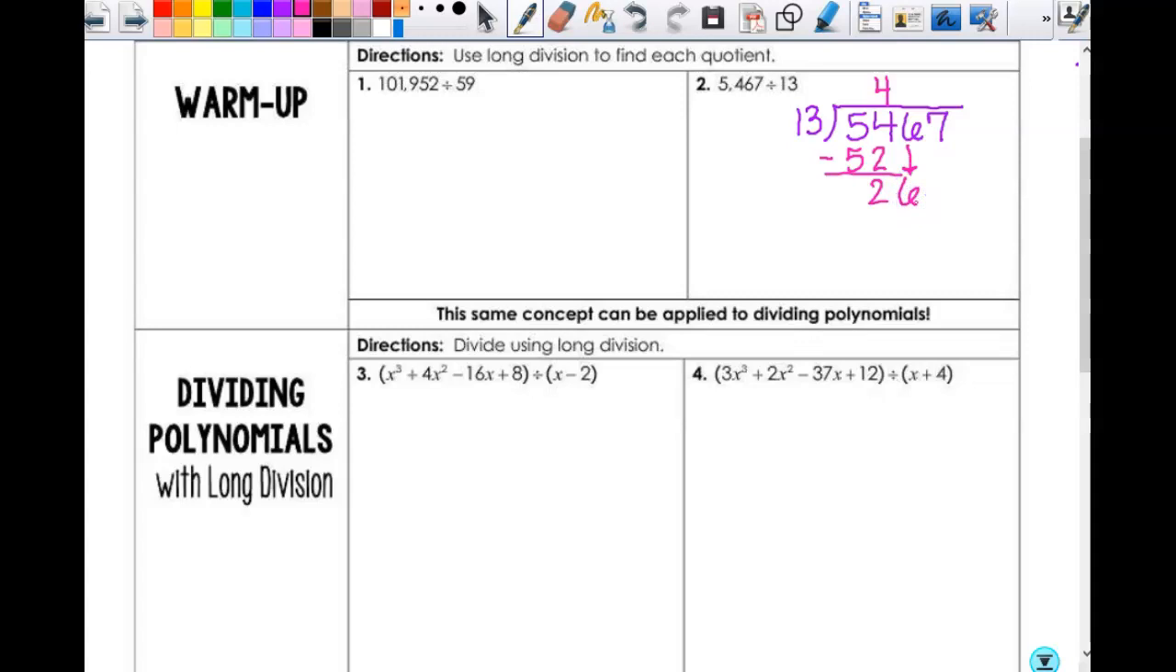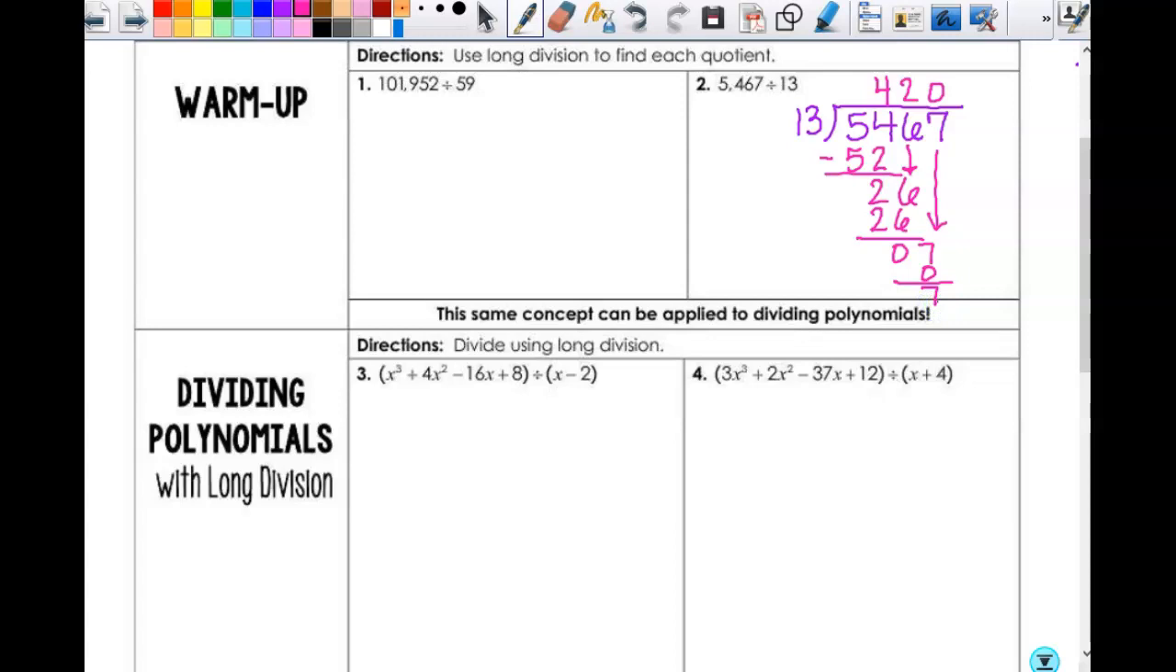How many times does 13 go into 26? Twice. So 2 times 13 is 26. I subtract again and I get 0. So am I done then? Is it 42? No. I got to bring down the 7. And you haven't filled in all these spaces up here. So how many times does 13 go into 7? 0 times. There's a 0 here, right? And then 0 times 13 is 0. So then guess what? You have 7, which is a remainder.